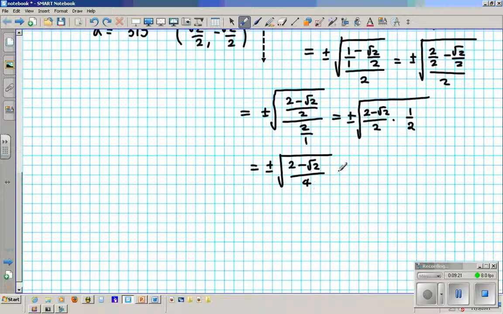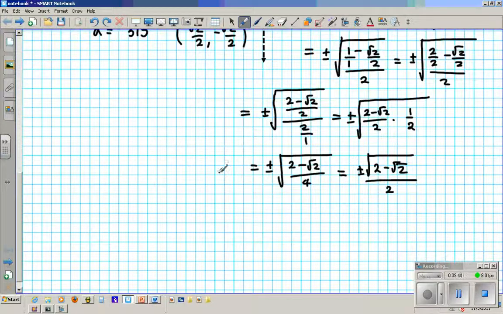Alright? But you may not have a fraction as a radicand. So we need to break it up. Plus or minus, we do the numerator and the denominator separately. So the top remains 2 minus root 2. What do you get when you root the bottom? If you root 4, what do you get? You simply get 2. Alright?